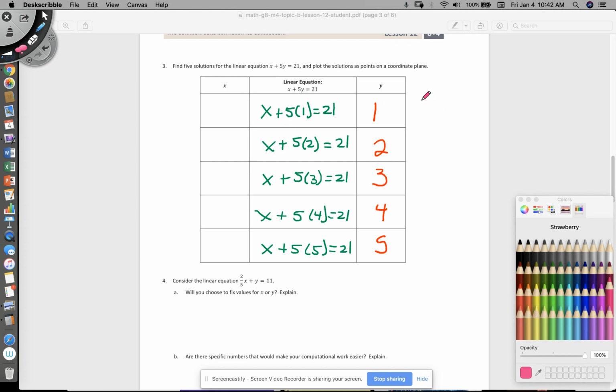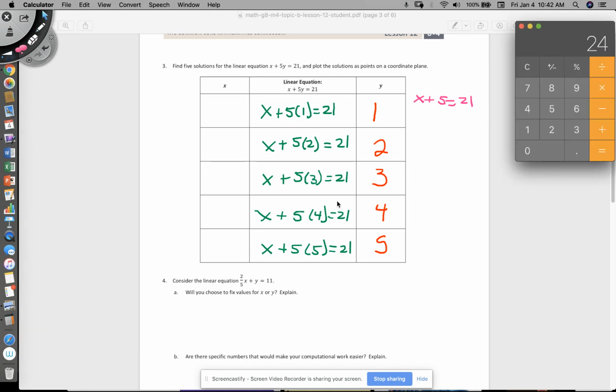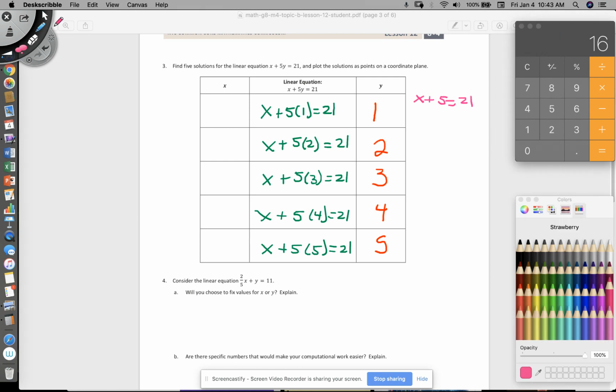All right, so I'm going to do my work over here off to the side. So I have x plus 5 times 1. So that's going to be x plus 5 gives me 21. What plus 5 is going to give me 21? Now, again, if you want to use your calculator, that's fine. So you would just take 21 take away 5, and that gives me 16.